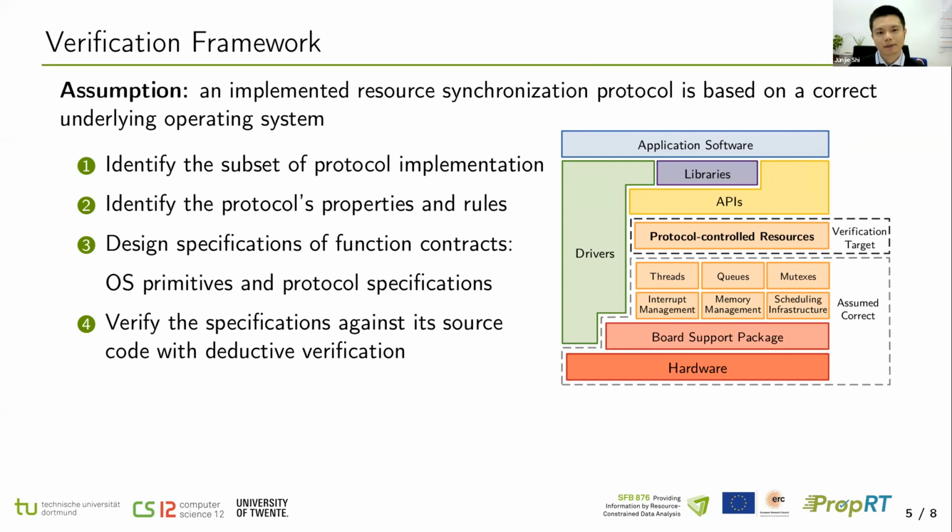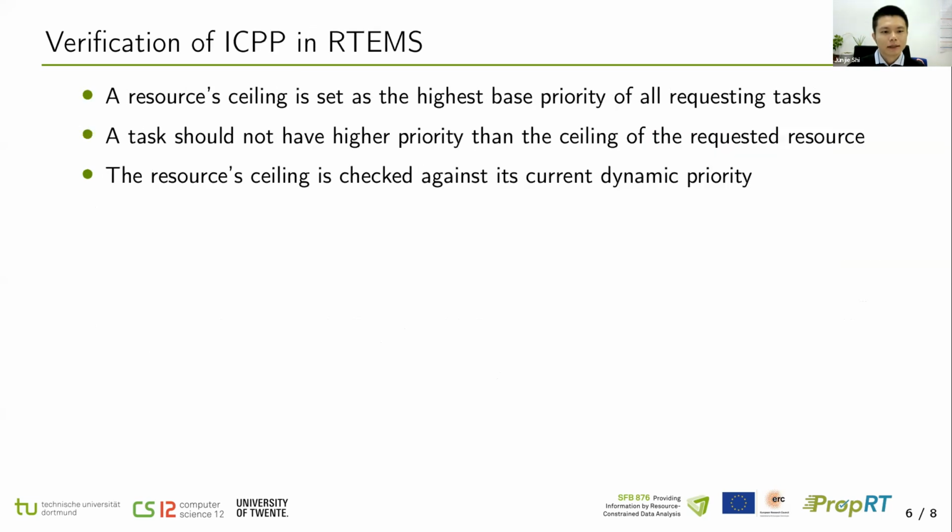Thirdly, we design the specifications consisting of Hoare triples for the behavior of all utilized operating system primitives and the protocol implementation, based on the formal specification of the protocol. And last, we verify the specification of the implementation against its source code with deductive program verification, aided by appropriate software. So we first verify the immediate ceiling priority protocol on Atoms.